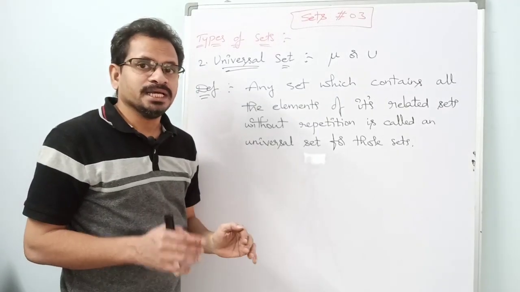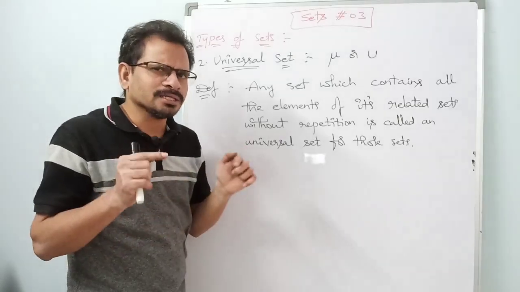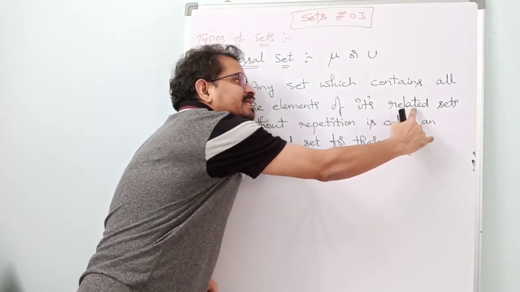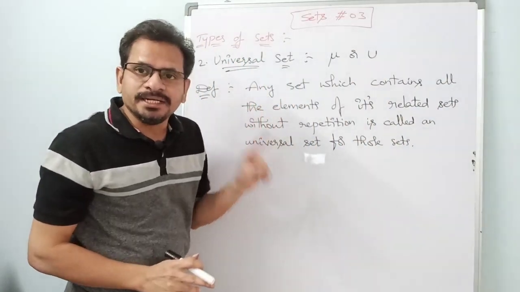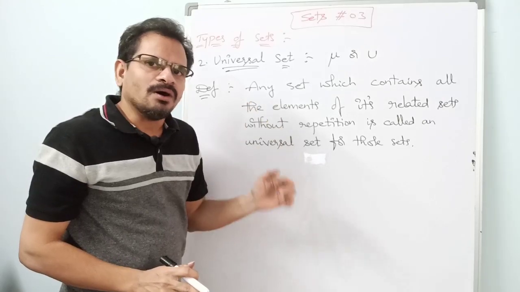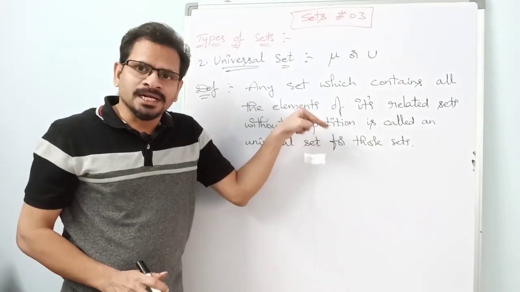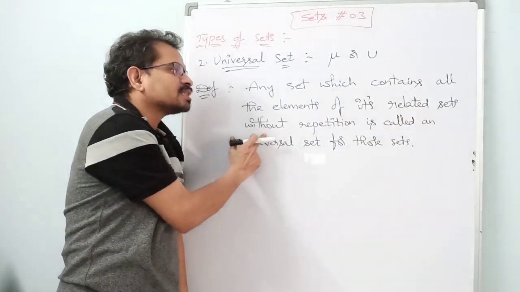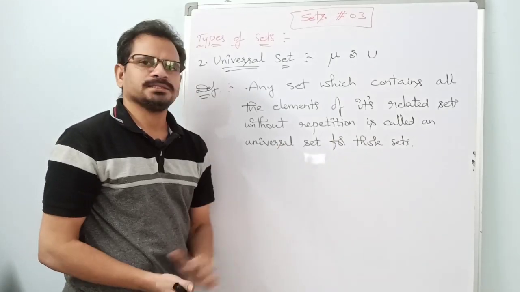Any set which contains all the elements. What are all the elements? All the elements of its related sets. What does it mean? This set should contain all the elements of its related sets. Let us check later what are related sets. So any set which contains all the elements of its related sets without a repetition is called a universal set for those sets.